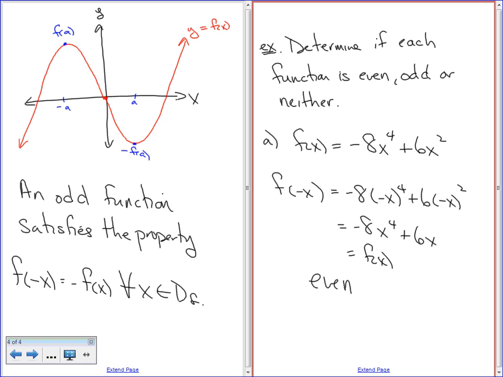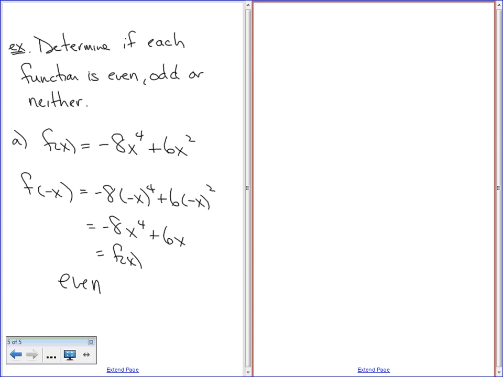Okay? I can't stress this enough, and I'm guaranteeing I'm going to get people that are going to do this. I'm going to ask this question, they're going to write even, and they're going to argue with me that they want full marks. I will not give you full marks unless you prove it. Okay? Any questions on that? Okay, let's try another one.